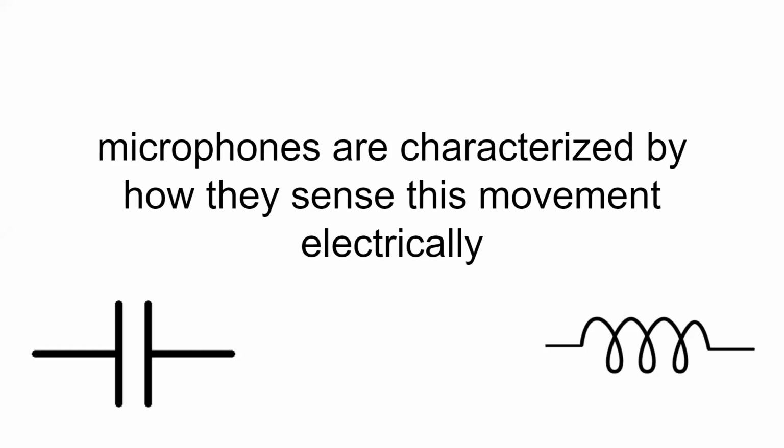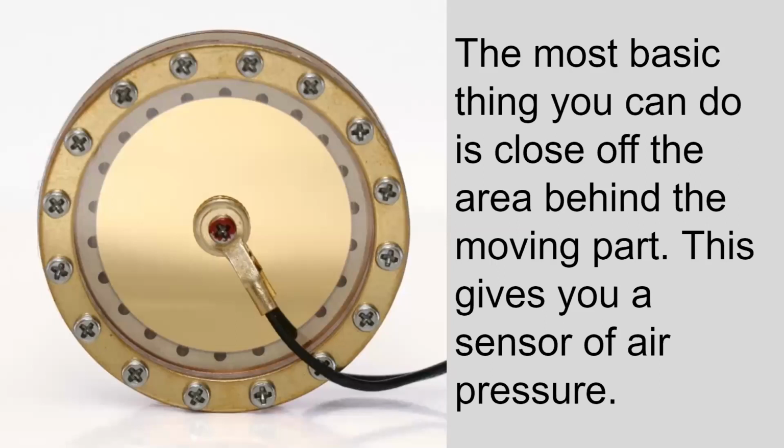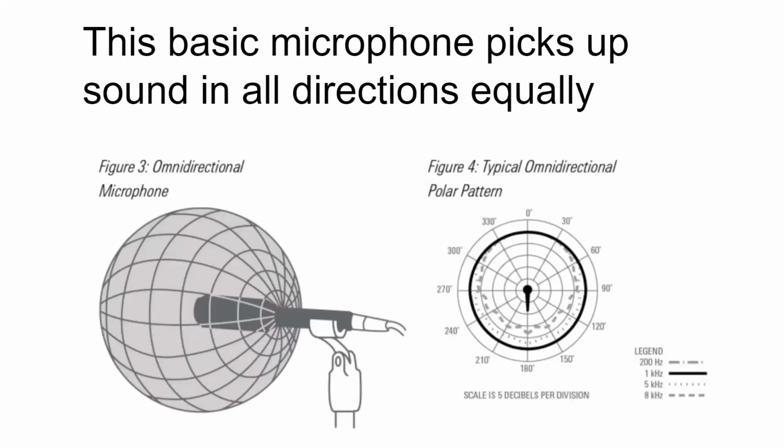But what's more important is how that moving part is exposed to the atmosphere. Remember that a sound is a variation in air pressure, and that's what the microphone is designed to capture. The most basic thing you can do, right? You have your moving part and you seal it off behind it. This is just giving you a pressure sensor. The pressure sensor picks up sound in all directions equally. It's an omnidirectional microphone. It's a sphere around your mic, right?